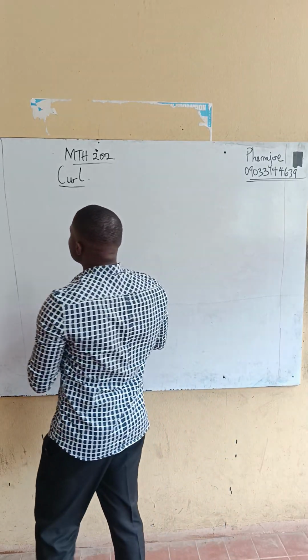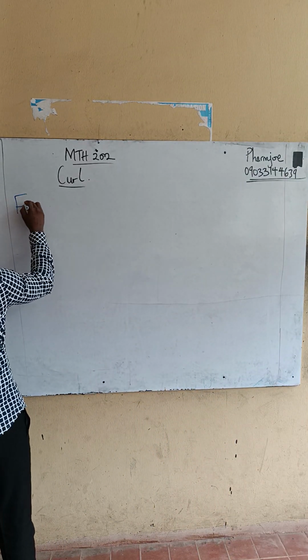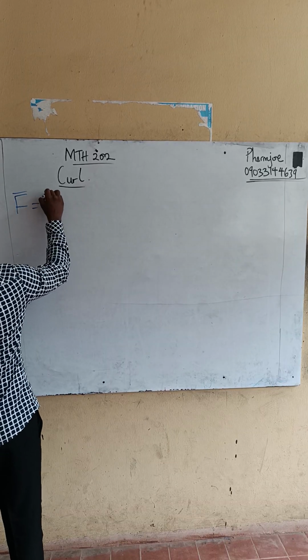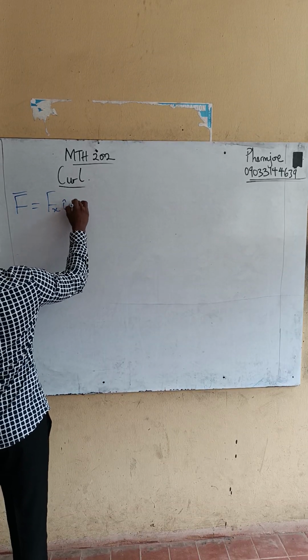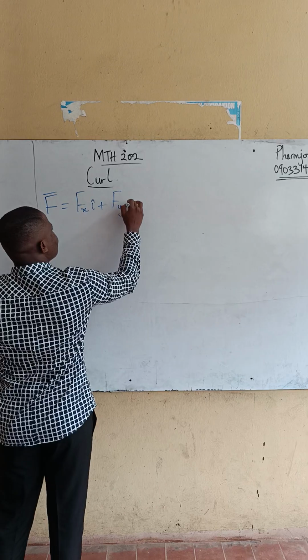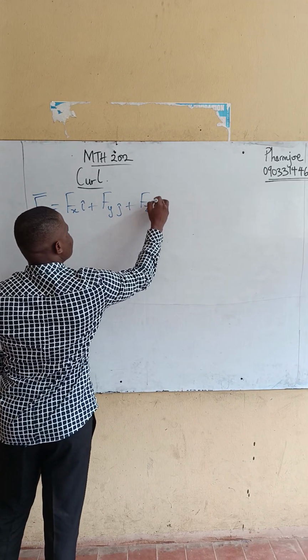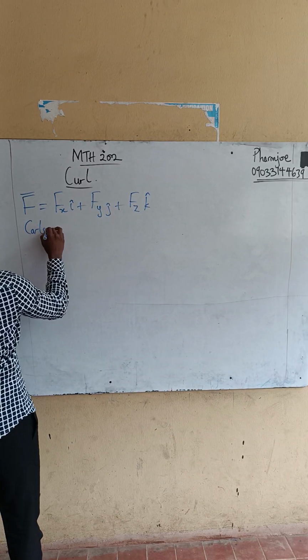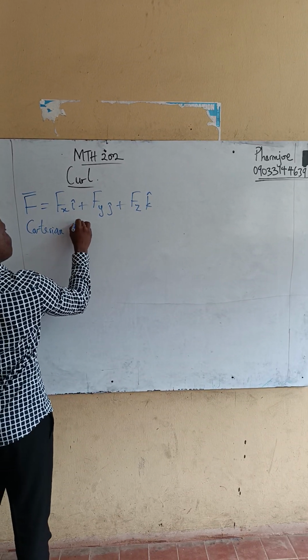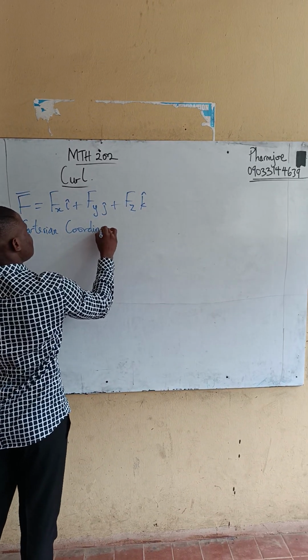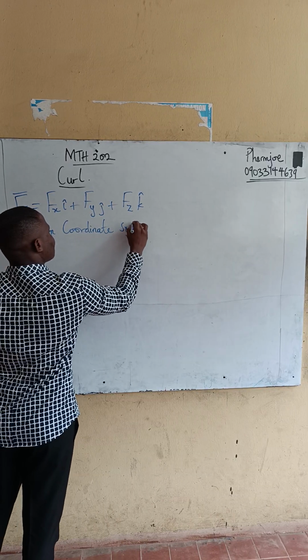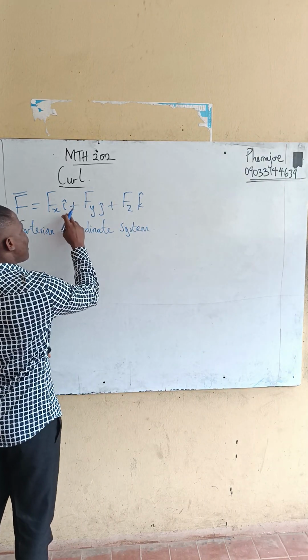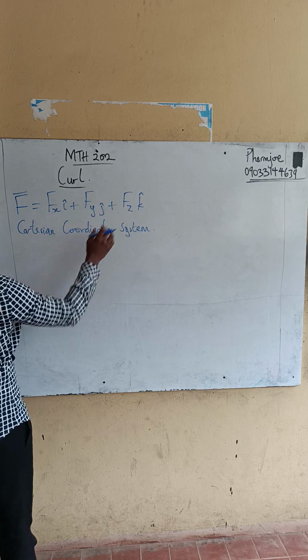So take for example, if I have this vector field F, and it's written as Fx i plus Fy j plus Fz k. That means I'm in a Cartesian coordinate system. Don't forget that Cartesian coordinate system. This is a Cartesian coordinate system, ijk, and you see the x, y, z components.